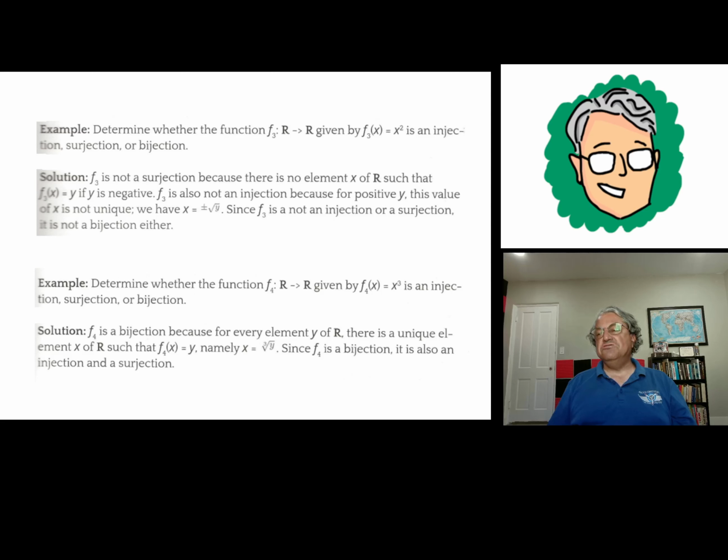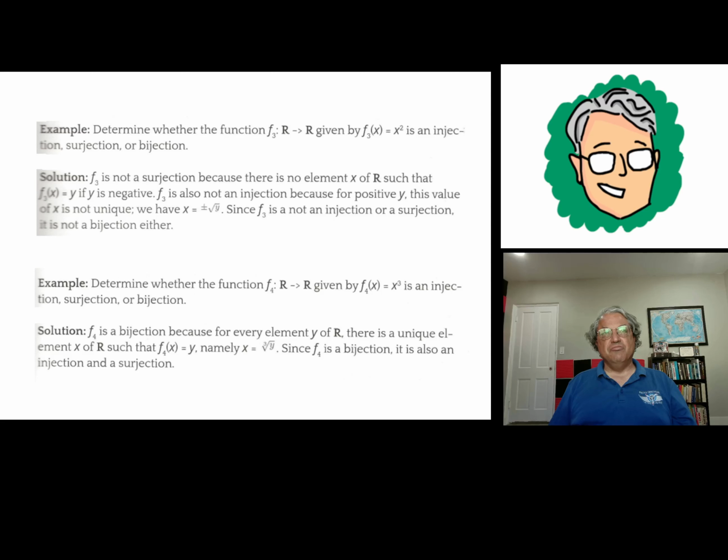Is this an injection? No, it's not, because for a given value of y, there's not a unique value of x such that f of x is y. There's not a unique square root. Remember, there's a positive square root and a negative square root. So, for instance, if y is 4, x could be either 2 or minus 2. And that's true for every positive value of y. The only value of y with a unique value of x is 0. f of 0 is 0. And so it's not an injection.